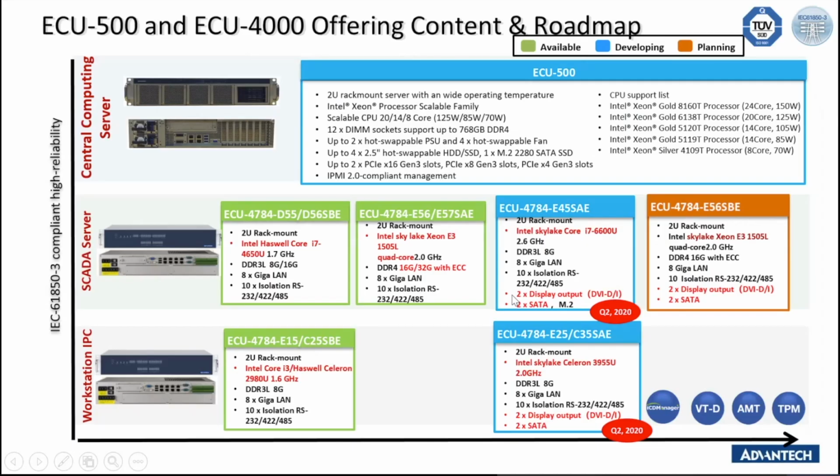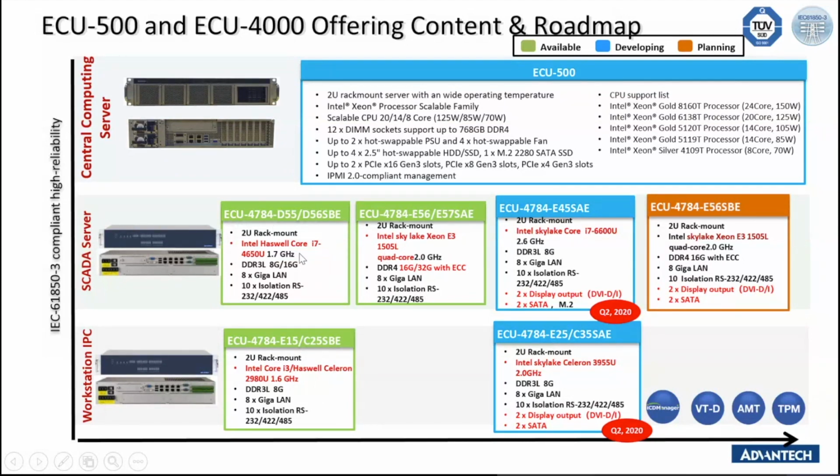Okay, for the roadmap of our ECU series, you can see here the central computing server. This is going to be released in Q3. It runs on a Xeon processor, and has up to two hot swappable power supplies and four hot swappable fans, and also four 2.5-inch hot swappable hard disks or SSDs. Okay, and for the SCADA server, currently we have it in green color.